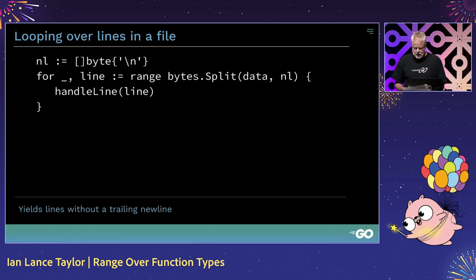Although most of the examples I've shown have involved containers, iterators are flexible. Consider this simple code, which doesn't use iterators, to loop over the lines in a byte slice. This is easy to write and fairly efficient. However, bytes.Split does allocate and return a slice of byte slices to hold the lines. The garbage collector will have to do a bit of work to eventually free that slice.